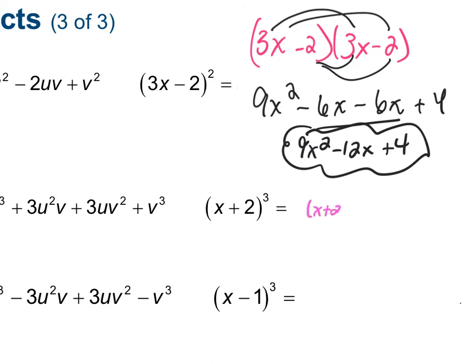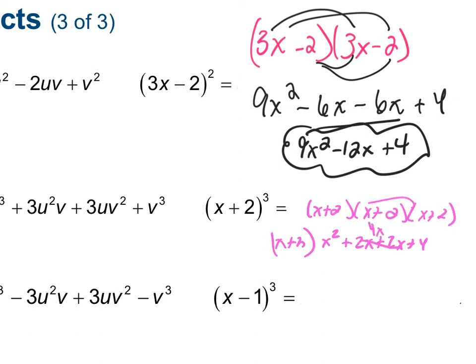This is really x plus 2 times x plus 2 times x plus 2. So if I FOIL this out, I'm going to rewrite x plus 2 out here, and I'm going to FOIL. X times x is x squared plus 2x plus 2x plus 4. This becomes 4x. Then I'm going to FOIL again.